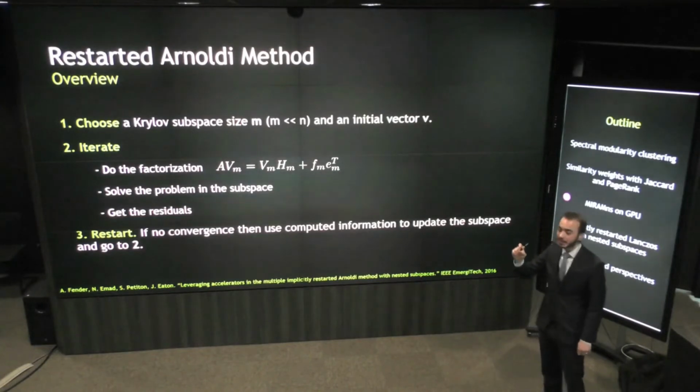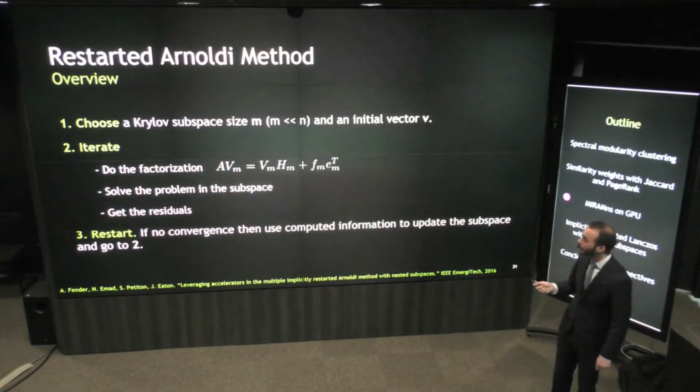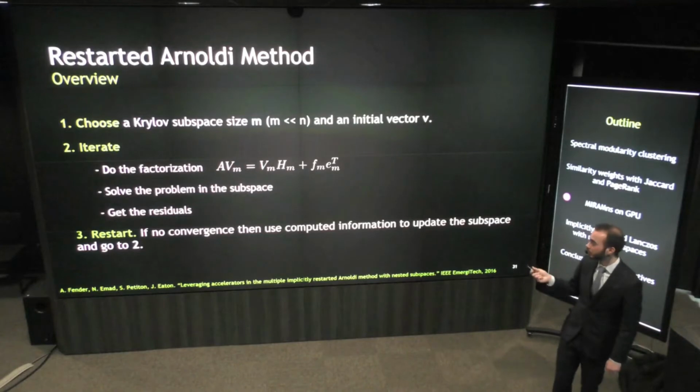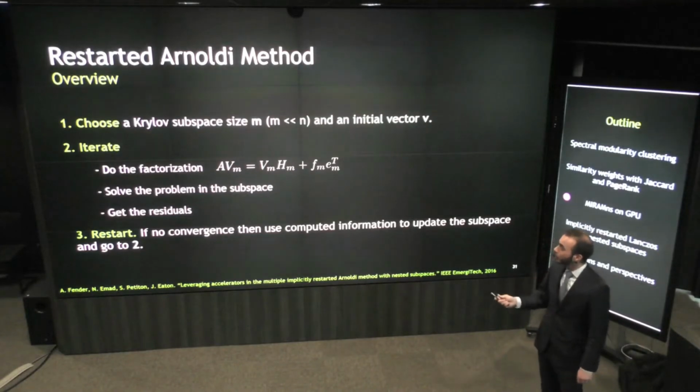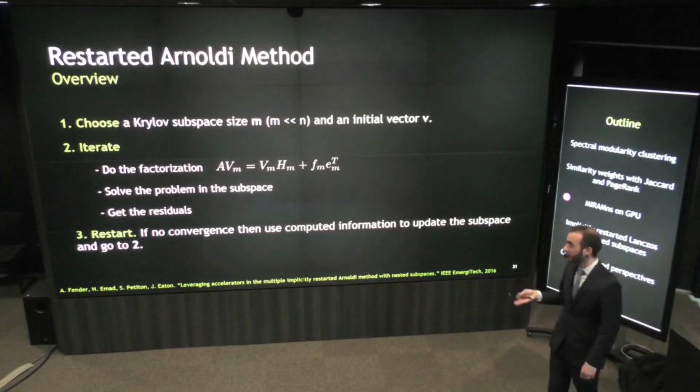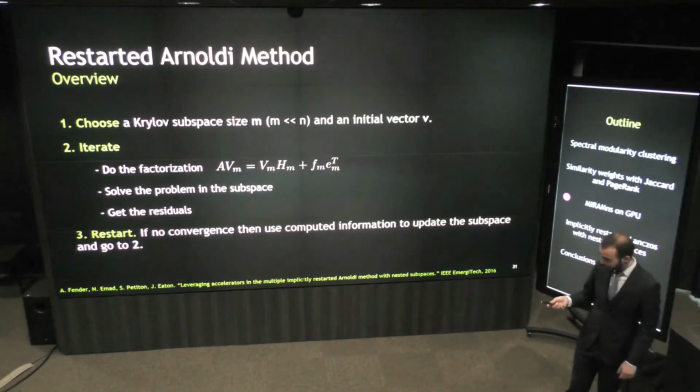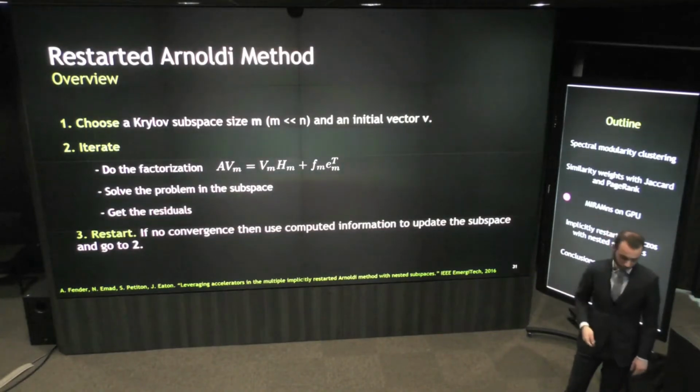The subspace will be slightly different because it's a Hessenberg matrix, while in Lanczos it was tridiagonal. Then we solve the problem in the subspace again. We compute the residual and restart if we haven't converged.